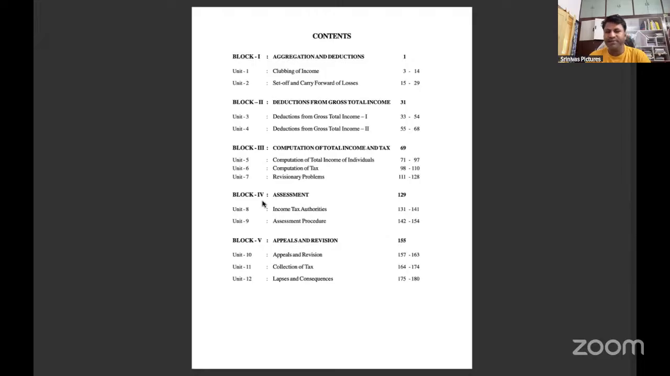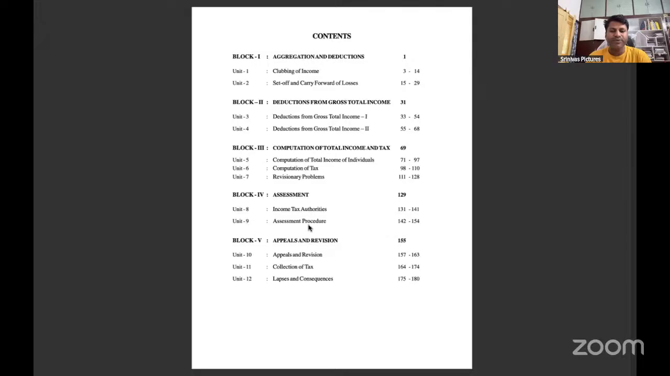Last class I explained about the assessment. Block 4 we classified into 2 chapters, that is income tax authorities and assessment procedure. Income tax authority means who is the responsible person who is going to collect the tax? What are the powers and functions of the tax authorities? Who appointed them, how they are going to work, what are their functions. That entire administration and tax governance process we are going to do in the income tax authorities.